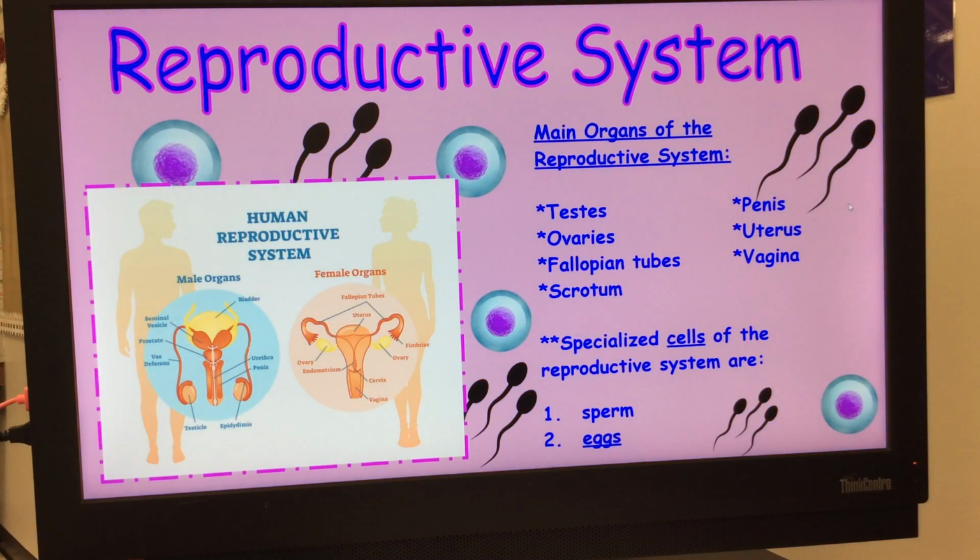Now the main organs of the reproductive system are the testes, ovaries, fallopian tubes, scrotum, penis, uterus, vagina. Specialized cells of the reproductive system are the sperm and eggs.